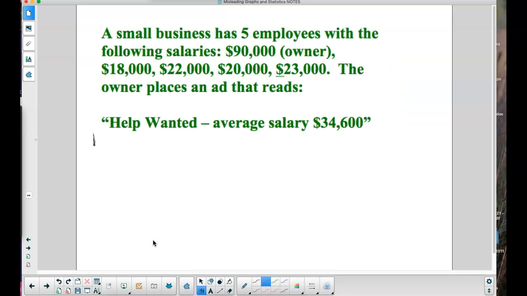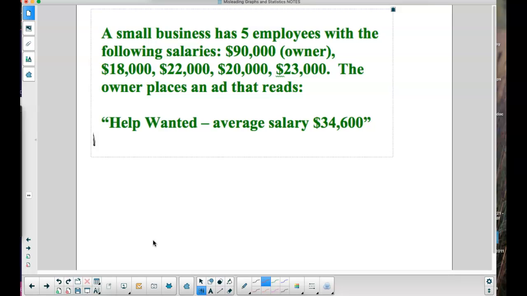Okay, how about this one? A small business has 5 employees with the following salaries. $90,000 is the owner, $18,000, $22,000, $20,000, $23,000. The owner places an ad, okay? So you don't know these things when you read the ad. Help wanted, average salary is $34,600. Is the owner lying? No. This really is the average. If you add up all of these numbers and divide by 5, you get $34,600. Not lying. That is the average.